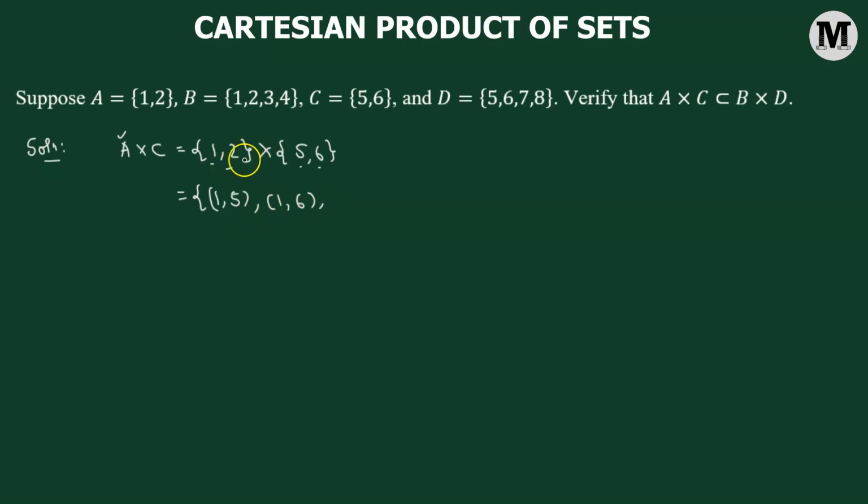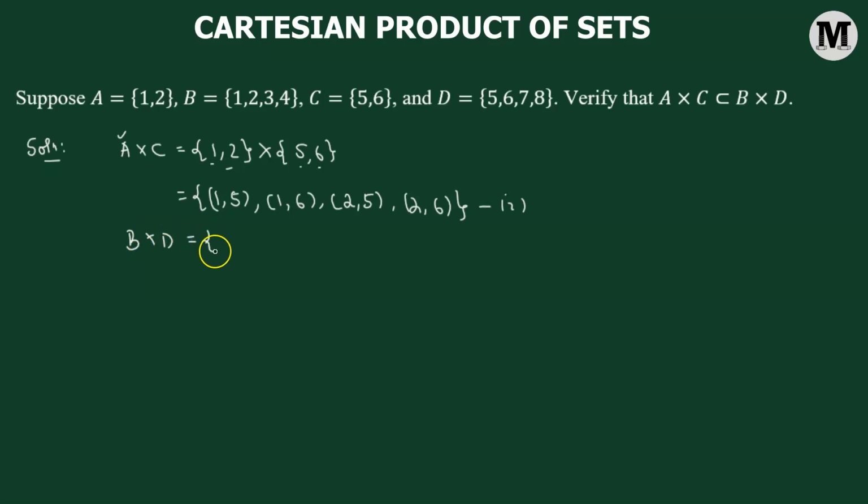Next, we're going to pick up the second element from this first set A and form an ordered pair with each of the two elements 5 and 6 of the set C. So we have (2, 5) and we have (2, 6). Okay, so let's leave it aside for the time being. We are now going to obtain the Cartesian product of the set B with the set D.